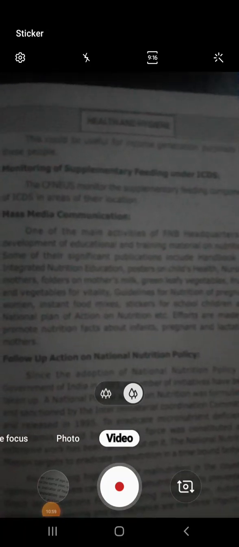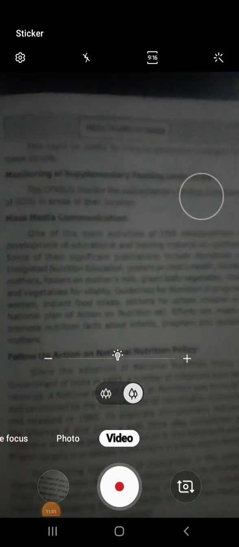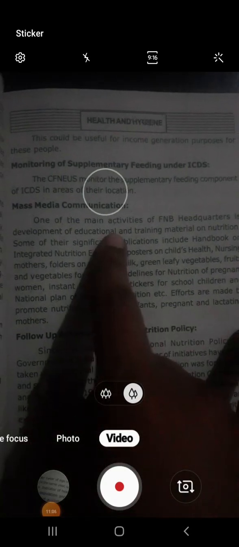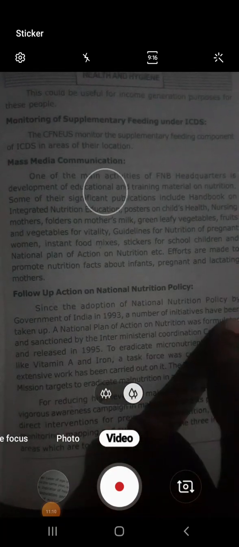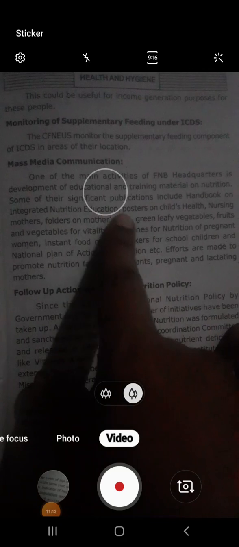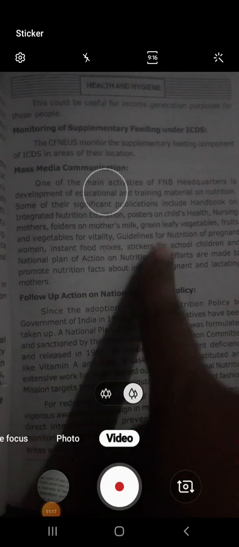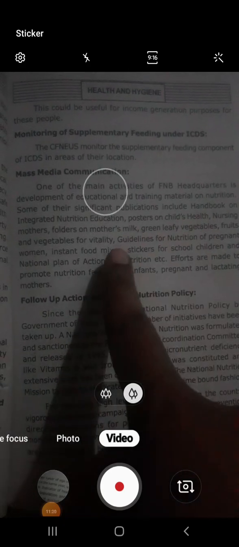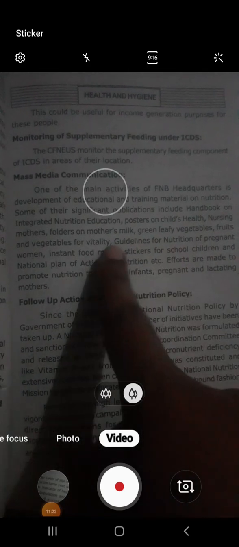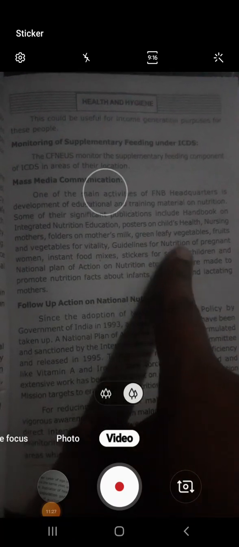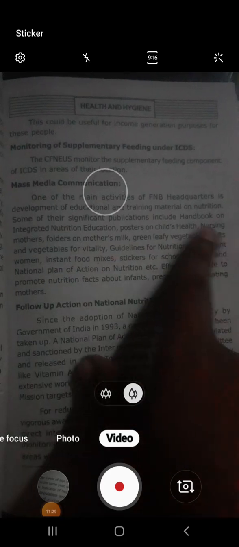Also there is monitoring of supplementary feeding under ICDS, which means monitoring the feeding component in the areas. Then there is mass media communication and action on the national nutrition policy. Mass media communication means headquarters developing educational and training material on nutrition, and publications including nutrition education, child health, nutrition for mothers, mother's milk, green leafy vegetables and fruits. All of these come under mass media communication.